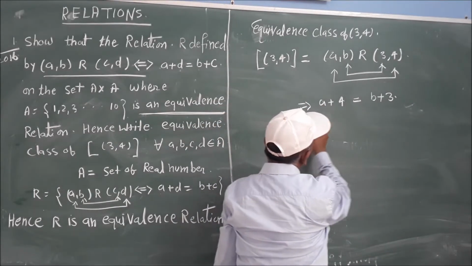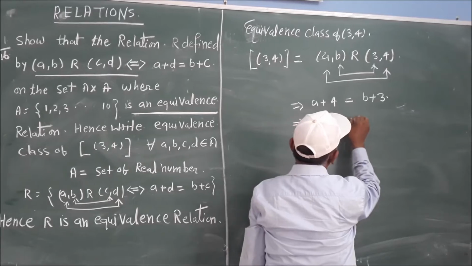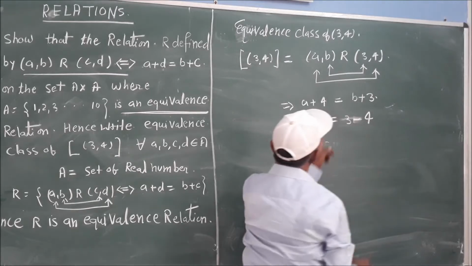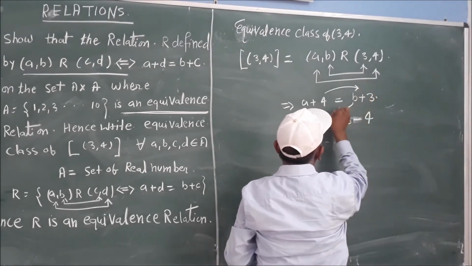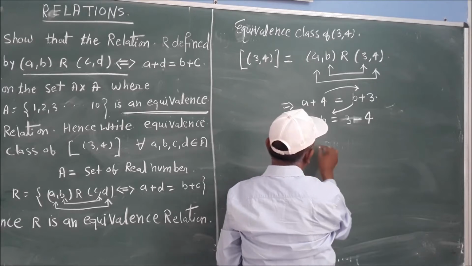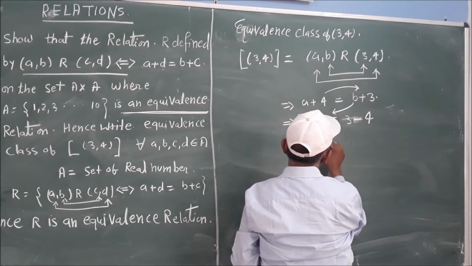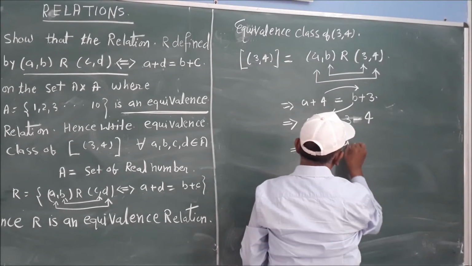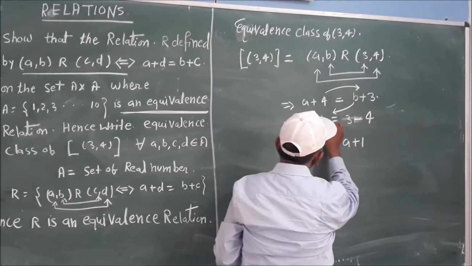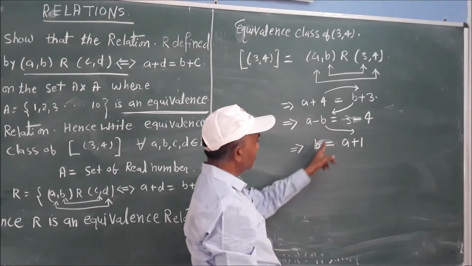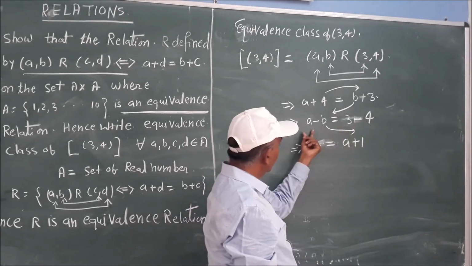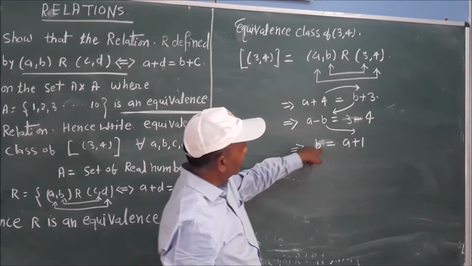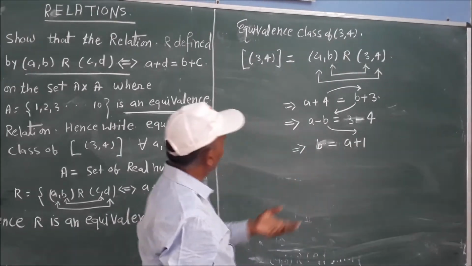So this implies A minus B is equal to minus 1. So we can write A minus B equal to 3 minus 4. That means B is equal to A plus 1. Here B is negative, bring this side, so this becomes positive. Minus 1, bring this side, so B must be equal to A plus 1. That means the value of B must be greater than A by 1.